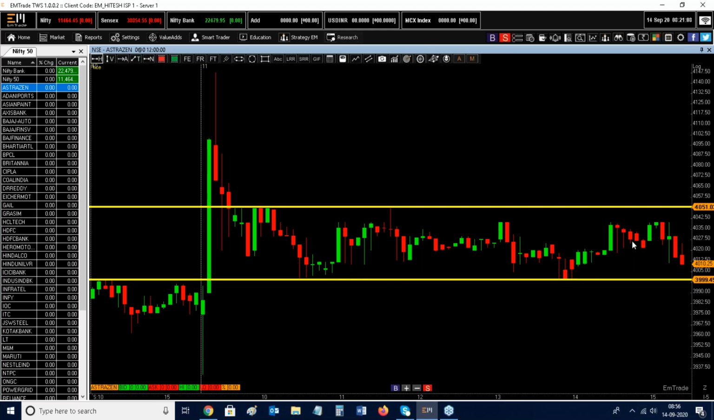It's liquid. Only thing is, since it's a 4,000 rupees stock, the absolute volume is less. If you multiply that by the price in terms of quantum of the volume, so keep a watch on AstraZeneca.